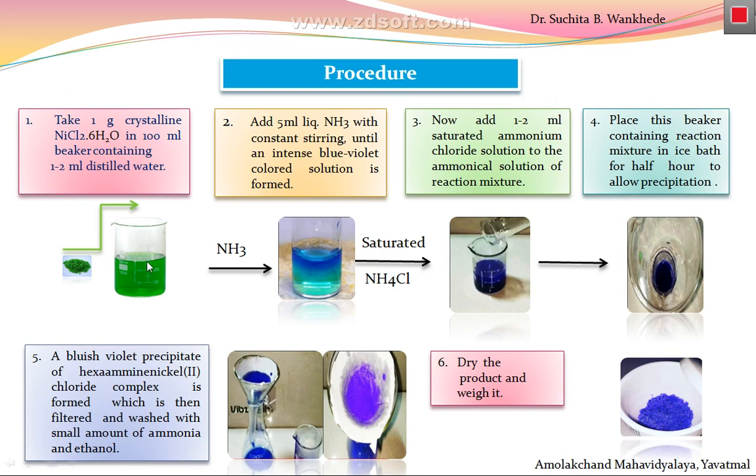It gives a green solution of nickel hexaquo compound. Now, to this aqueous solution of nickel chloride salt, we add 5 ml of liquid ammonia drop by drop with constant stirring. If you observe the change of color of your green solution of nickel chloride when we add ammonia drop by drop, it is converted into a violet blue color solution.